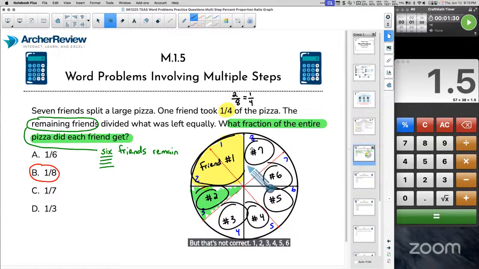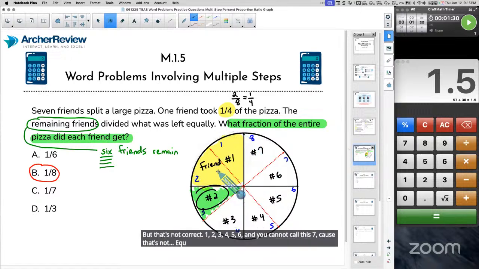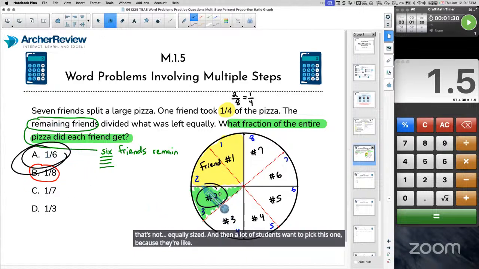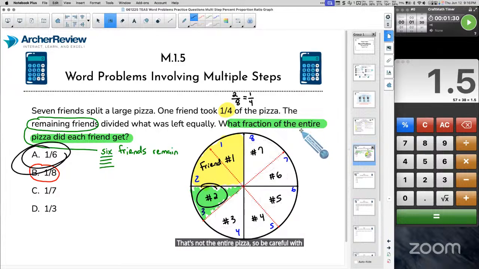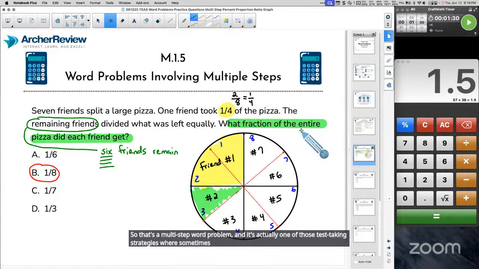1, 2, 3, 4, 5, 6, and you cannot call this 7 because that's not equally sized. And then a lot of students want to pick this one because they're like, well, that's 1, 2, 3, 4, 5, 6, but you're not talking about the entire pizza anymore. If you said 1/6, that's not the entire pizza. So be careful with that as well. So that's a multi-step word problem. And it's actually one of those test taking strategies where sometimes drawing a picture can definitely help.